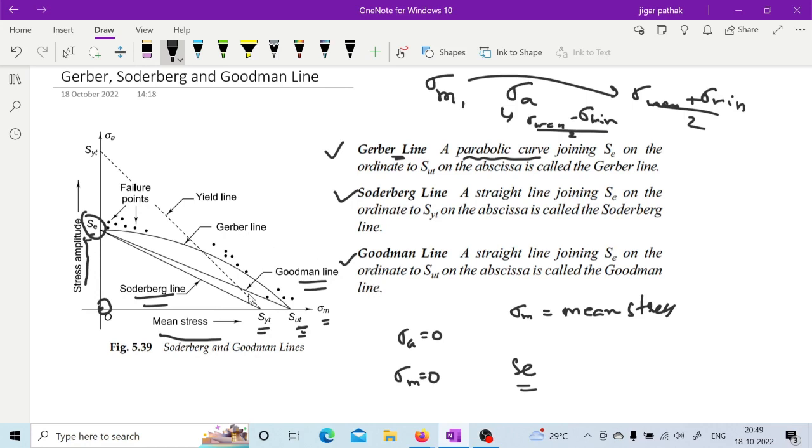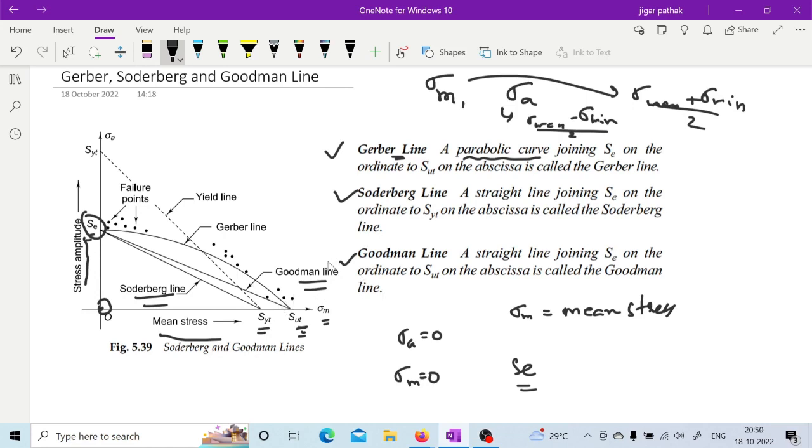Now once we have all this idea about the Gerber line, Soderberg line and Goodman line, what we can do: the Goodman line and Soderberg line are from the simple line x upon a plus y upon b is equal to 1, and if you are considering the factor of safety, then it is x upon a plus y upon b is equal to 1 upon factor of safety. This way both can be represented, while the parabola will be represented by the equation of a parabola, right?